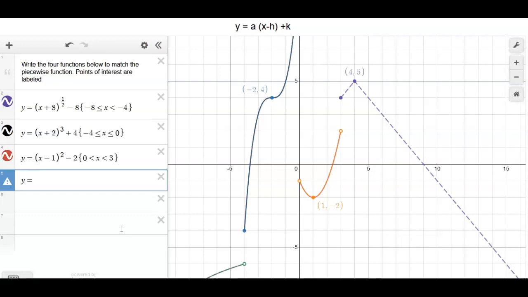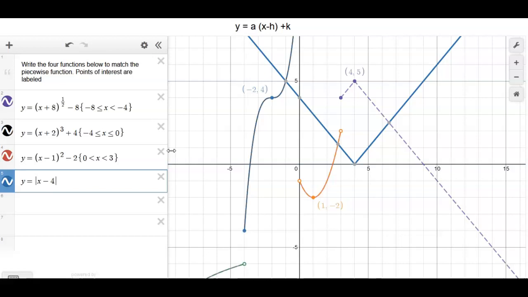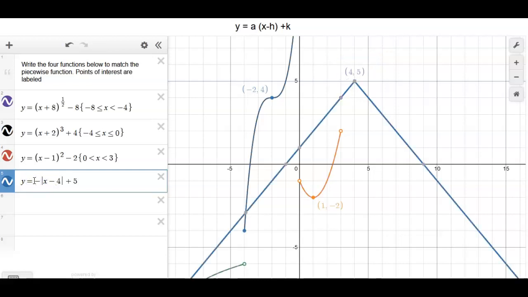And the last one is an absolute value. That's the one that's got the sharp bottom, the pointed bottom or pointed top. And typically our vertex would be at 0, 0, but we can see that it's shifted to the right 4 and up 5. So shifting to the right 4 and up 5. Now, this is opening upward, but we need our graph to open downward. And so the way we change that is to reflect it. And so we have to put the negative in front of it.